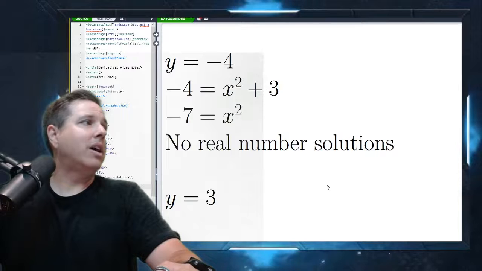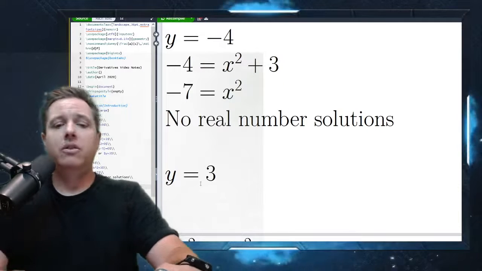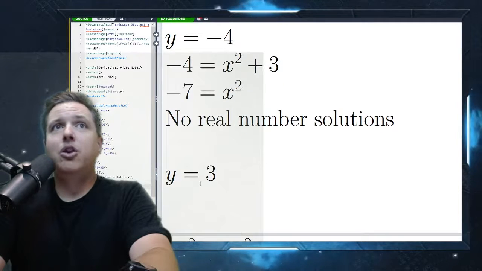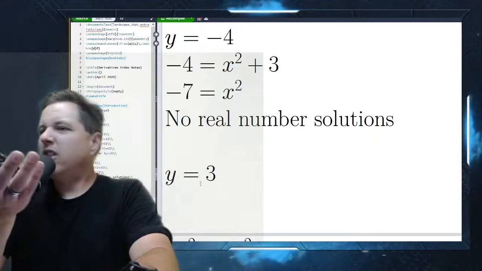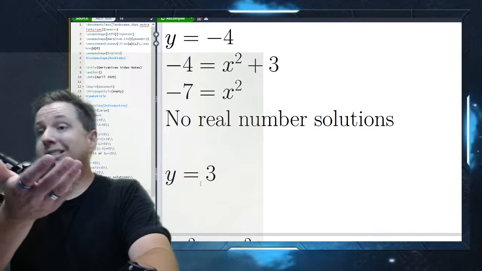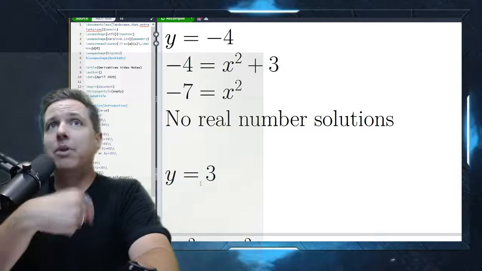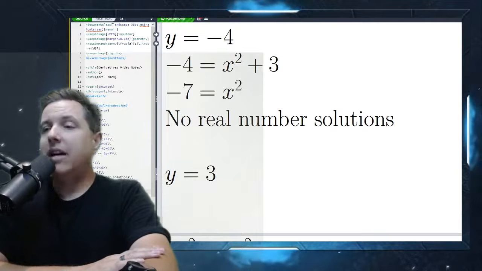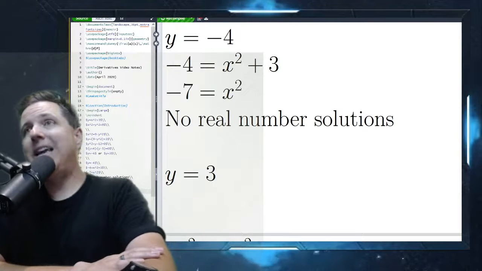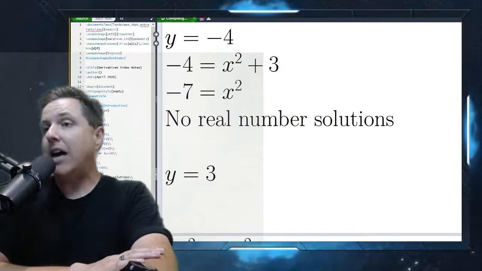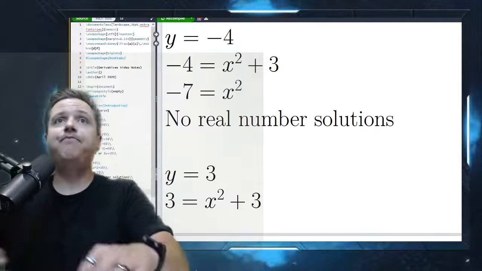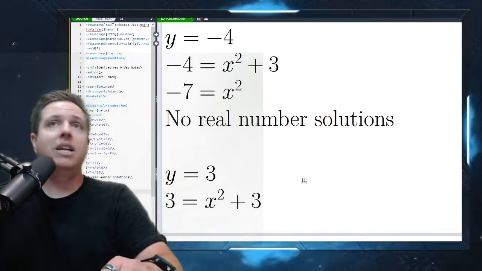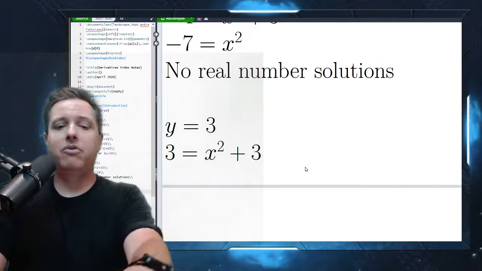We're going to try that one out. Just like we did before, I'm going to go back to one of my original equations, whichever one looks like the simplest to deal with, and I'm going to plug in y equals 3. That's then going to inform us about the x's that go along with that value of 3. So if I plug that in, I get 3 equals x squared plus 3.